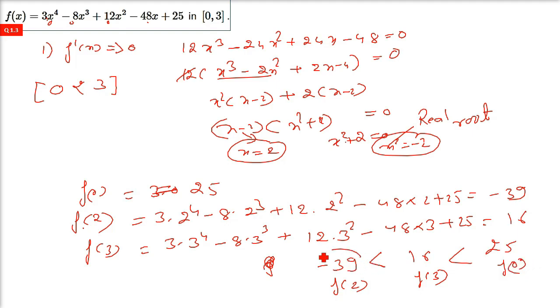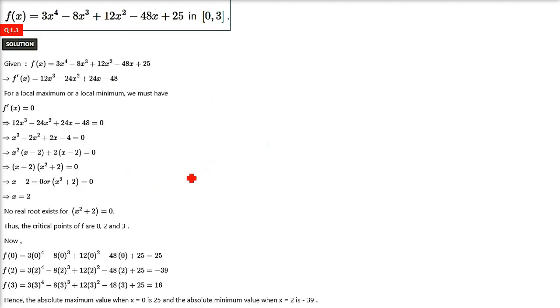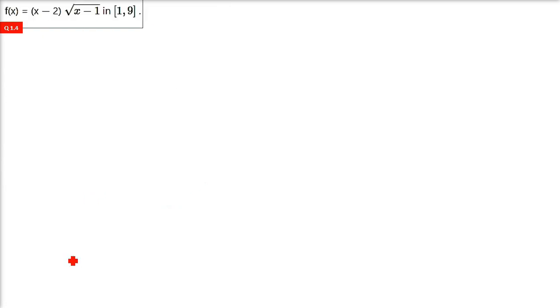So minimum is -39 at f(2). So at x equals 2, we got -39. So this is the absolute minimum value. And f(0) gives you the absolute maximum value. This is the reference which you can follow in order to solve this question. And for those who want to do it by themselves, very essential.